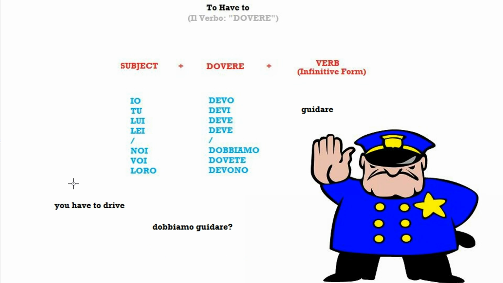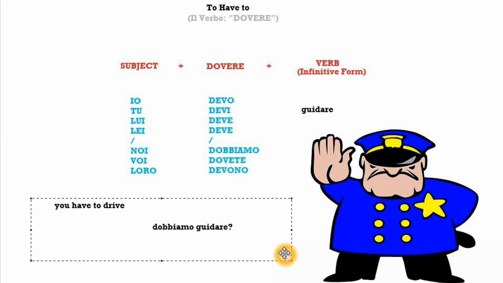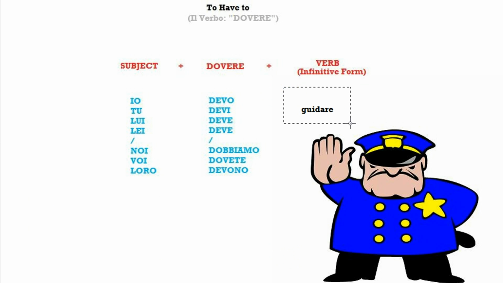And that's about it. So now you know how to use the verb to have to in Italian, which is dovere. You have the conjugation here for the present tense, and you have your personal pronouns here that you have to use in conjunction with the verb dovere and in conjunction with the verb in question that you want to have in the infinitive form.